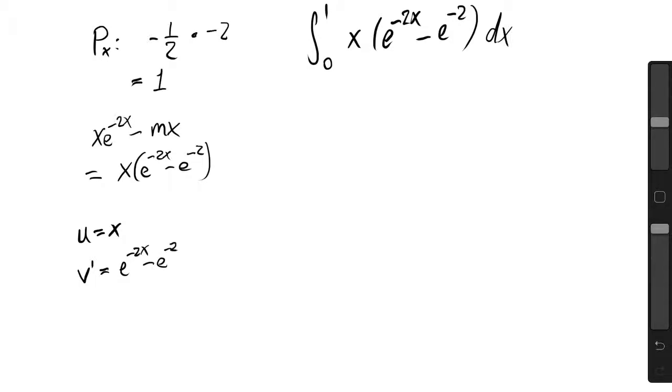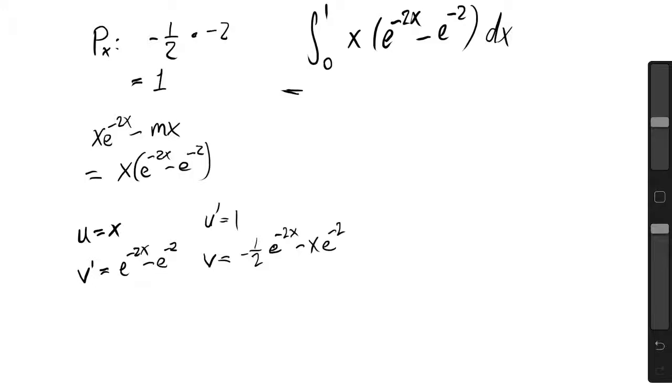We know that u prime has to be 1, and v has to be the integral of these two, which is minus a half e to the minus 2x take x e to the minus 2, because e to the minus 2 is just a number. And now we can just use integration by parts.